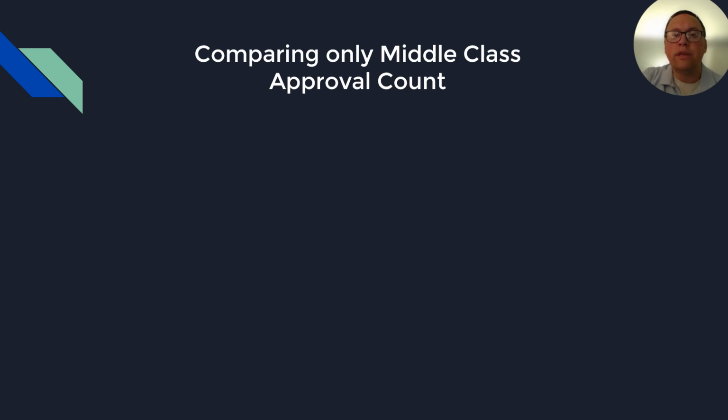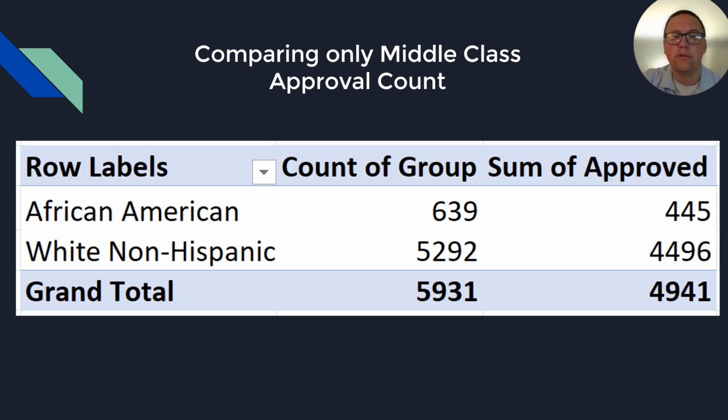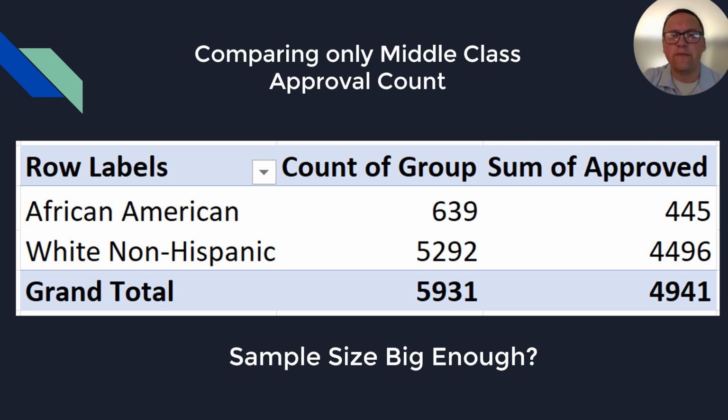If we compare only the middle-class approval counts of middle-class white people and middle-class African Americans, it looks like this. So of just the middle-class applicants, there were 639 African American applicants in the middle class and 5,292 white middle-class applicants. On the right here, we have how many of them were approved. Is the sample size big enough for the test?